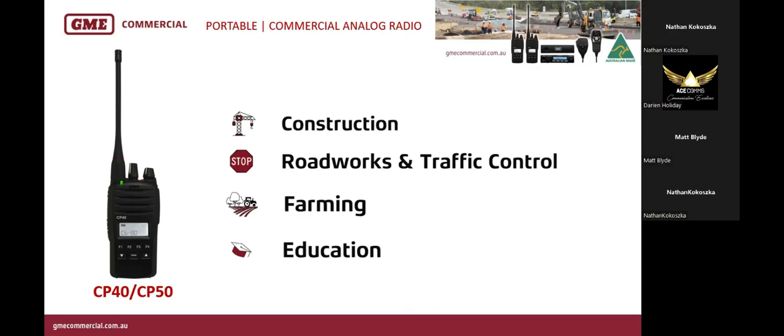Roadworks and traffic control is a real obvious one. All those guys are out there running CB anyway. It's a great environment for those guys to look at continuing to run CB, but also have one or two private channels when it gets too busy. And again, no real need for digital in that space. And many of those guys are very familiar with the GME brand. Many of them are using GME CBs, so CP40 or 50 is a great upgrade.